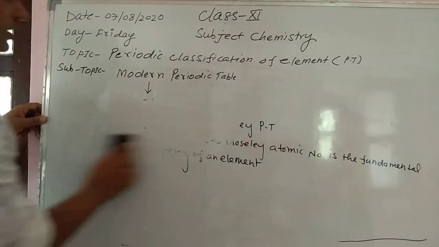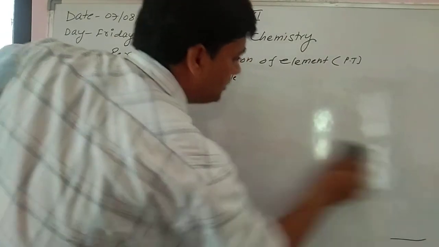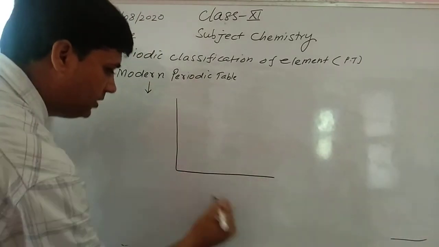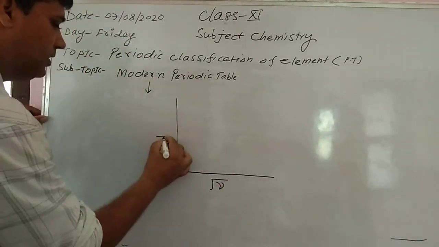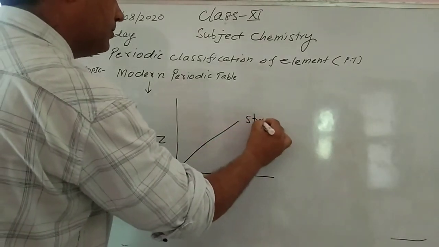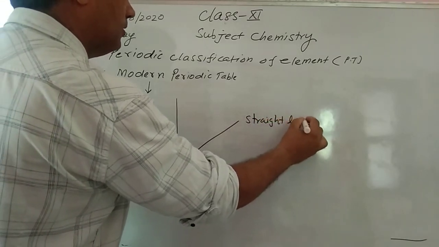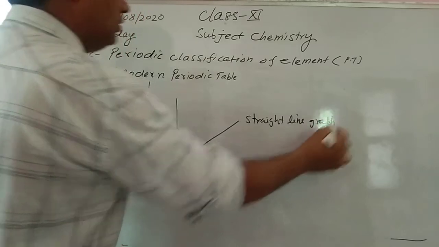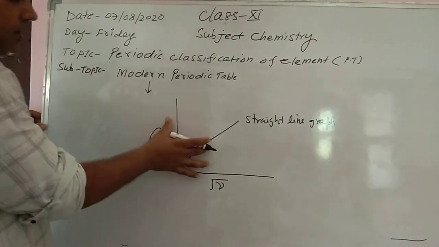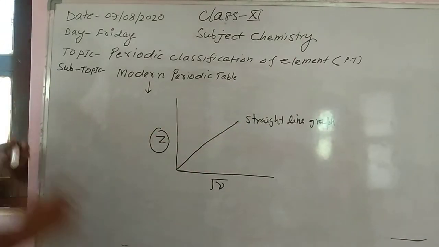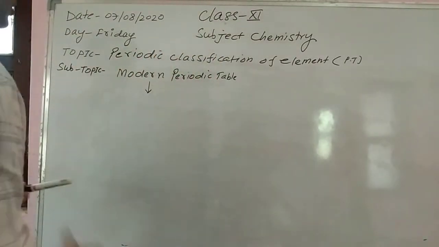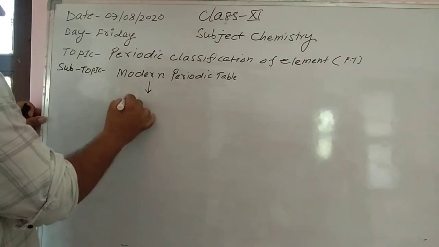According to Moseley, he plotted a graph between root frequency and atomic number of a particular element, and he found that there is a straight line graph. So, with the help of this graph, Moseley proposed that atomic number is the fundamental property of an element. So, the modern periodic table is known as the Moseley periodic table.